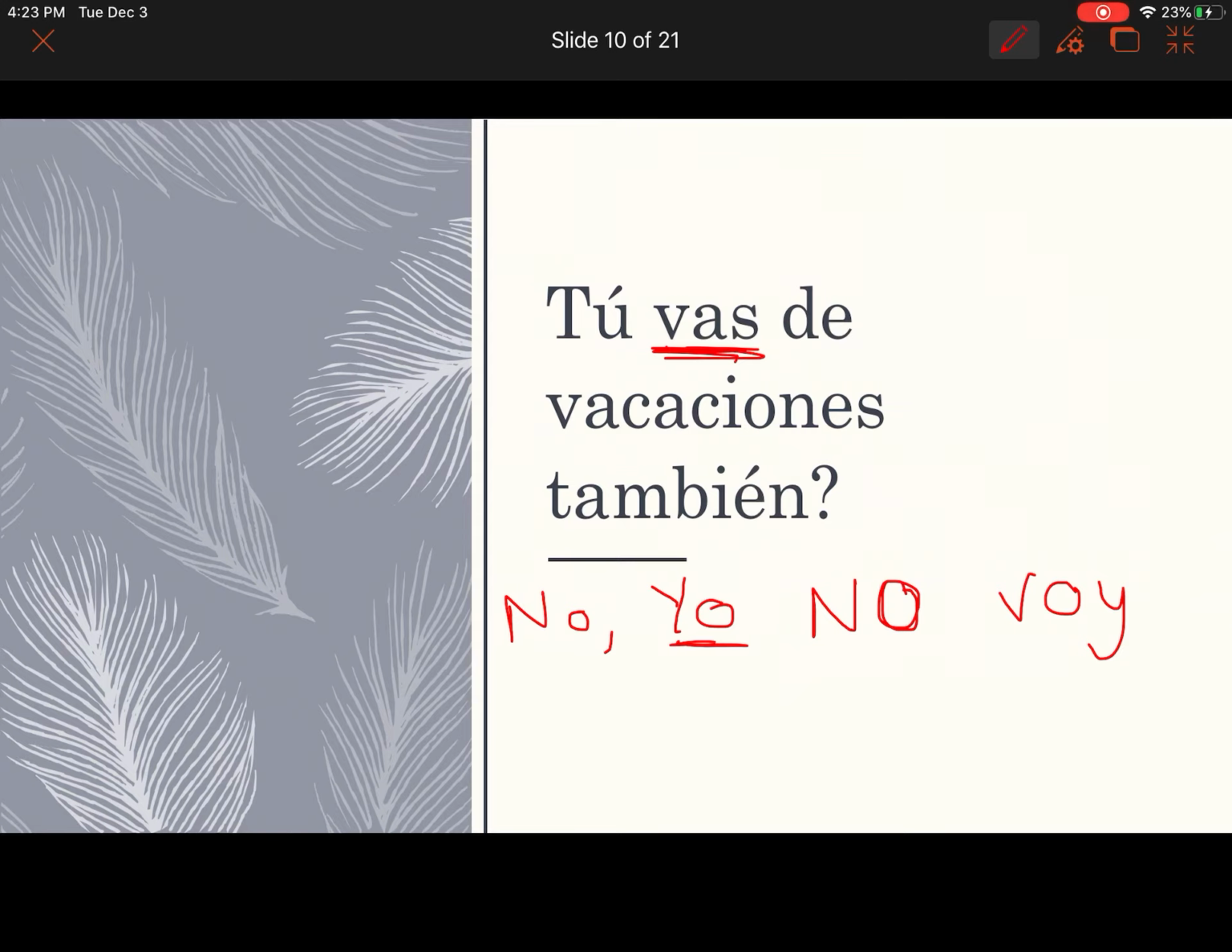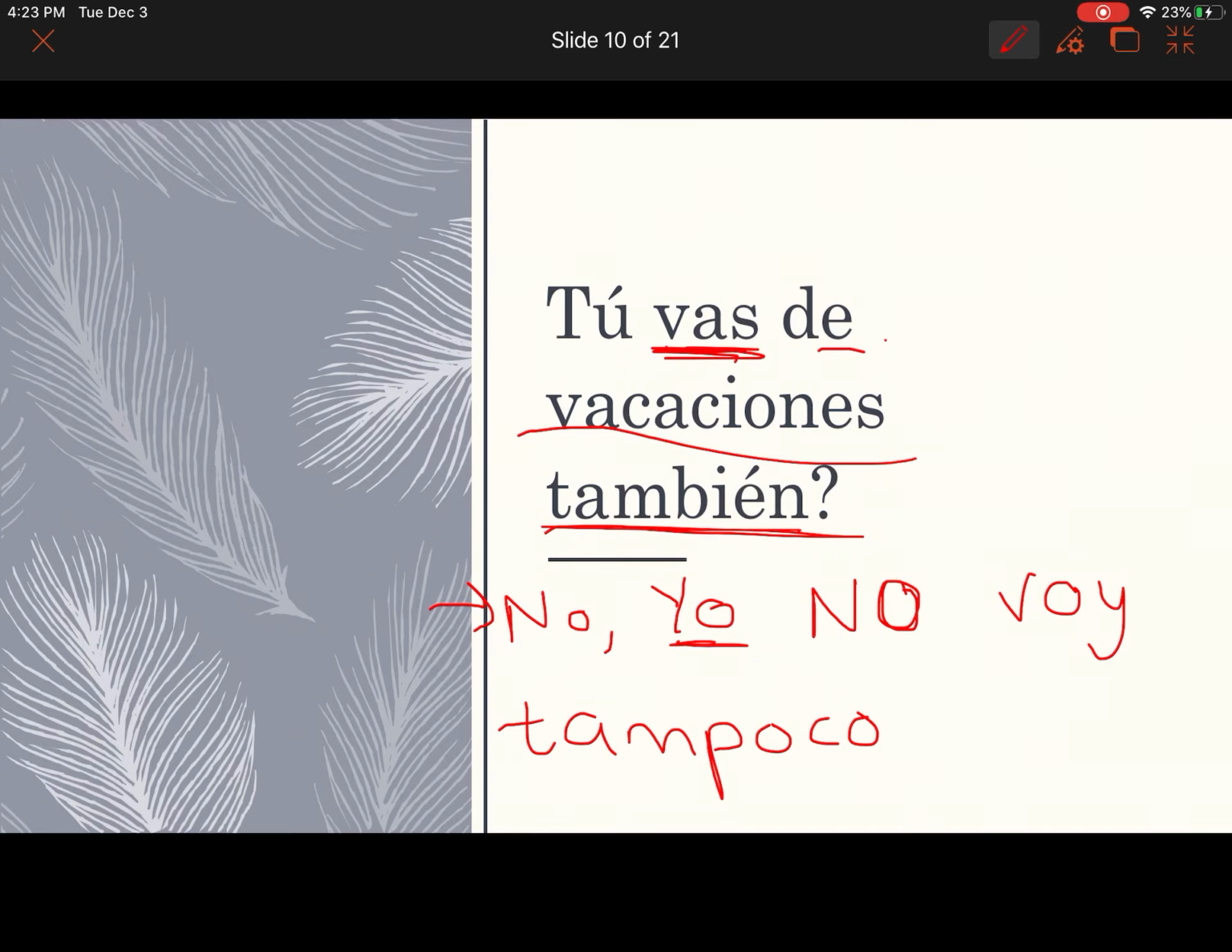Then we change the positive expression to a negative expression. So, yo no voy tampoco. You could also add the de vacaciones there. That's completely fine. You can choose to do it or you can choose not to. But this would be your answer. No, yo no voy tampoco.